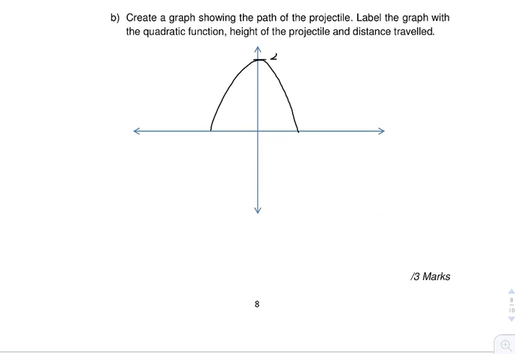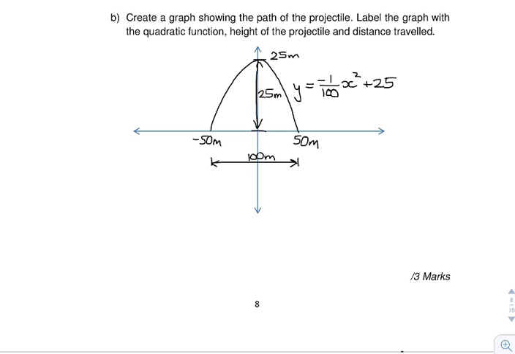Part B. Create a graph showing the path of the projectile, labeling the graph with the quadratic function, height of the projectile, and distance travelled. We've already done a sketch of this, so we're doing this sketch on a proper graph. We have negative 50 meters, 50 meters, and 25 meters, labeling it with the quadratic function, and then we also need the height of the projectile and the distance travelled. So it's not enough just to put our coordinate points down or label our axes. You do need to write the 100 meters and then the 25 meters as the distances travelled.